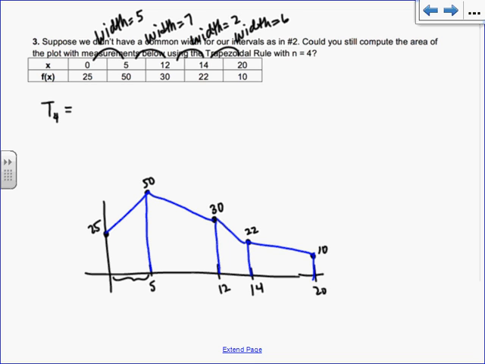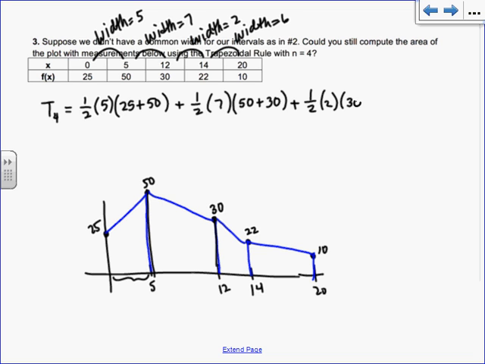So our trapezoidal rule with n equals 4 is going to be 1/2, and our first height is 5, and then we have our b1 plus b2. Those end up just being these two numbers here: 25 plus 50. And then our next one, we have 1/2, and now its height is 7, and it's going to be the 50 and the 30, which you can see on the picture. Then 1/2 times 2, and 30 plus 22, and then 1/2 times 6, and 22 plus 10. I went ahead and found that. Again, we're in feet, so when we come up with this area, we get 615.5 square feet.